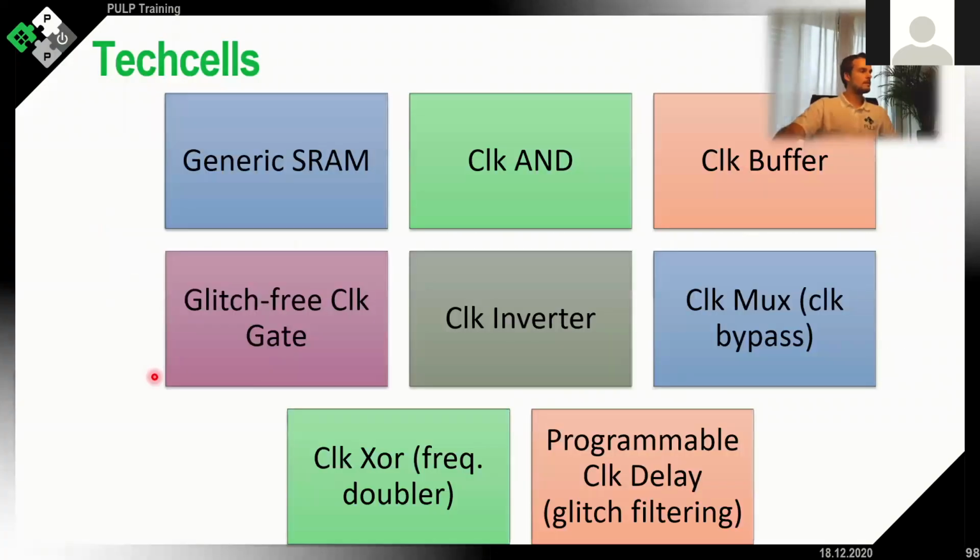Good. Then, yeah, I guess I talked long enough about the tech cells. I just want to mention a few of the cells that are available as part of this repository. There are generic SRAMs. There are clock AND gates, glitch-free clock gates, programmable delays, clock XOR gates. Yeah, nothing special about this. So if you need some of these cells, that's where you would look for them, and that's the cells you would have to replace in your own tape out, because some of them are actually instantiated in PULP SoC, so they need to be replaced for a tape out.